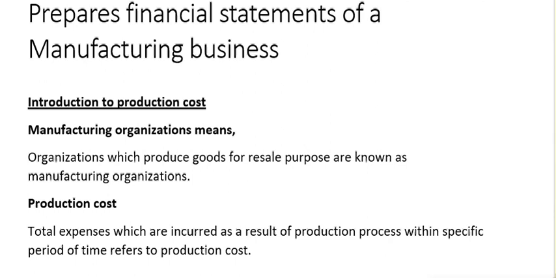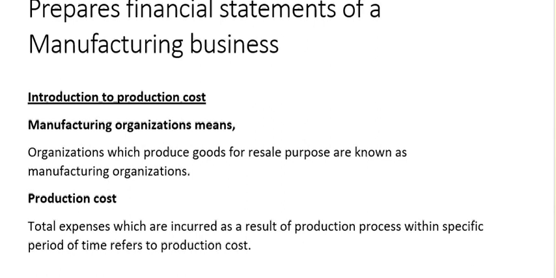Today we are going to discuss the preparation of financial statements of a manufacturing business. First we will see what is meant by a manufacturing organization. Organizations which produce or manufacture goods can be referred to as manufacturing organizations. Let's see what is meant by production cost. Production cost is the total expenses which are incurred as a result of the production process. Those are the basic definitions you should know.